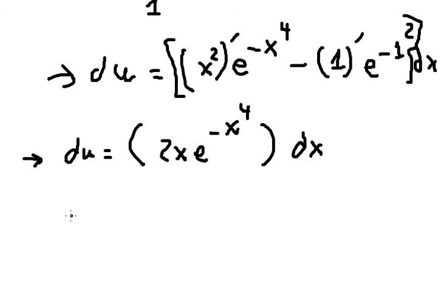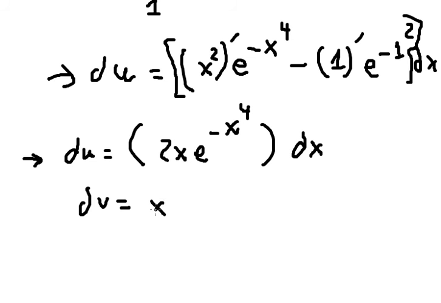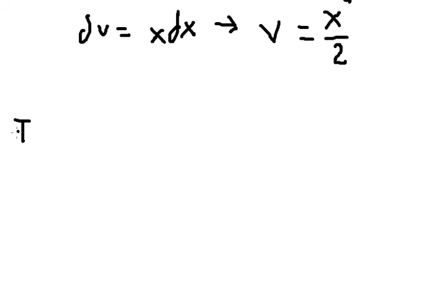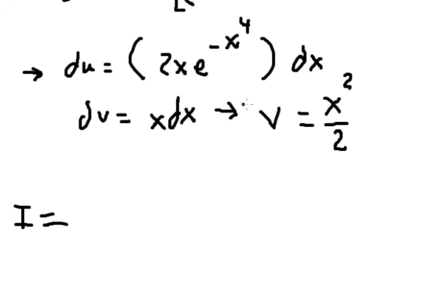Next, we put dv. That is about s and ds. The integration of this one, we have v equals to s squared over number 2. And now we have I. So we have u multiplied by v. So that should be like this.